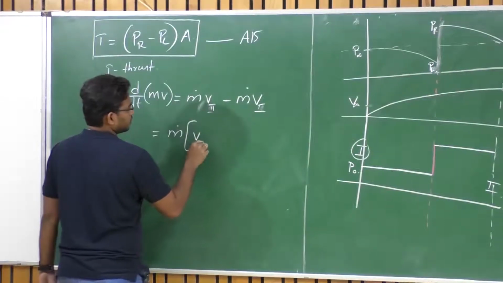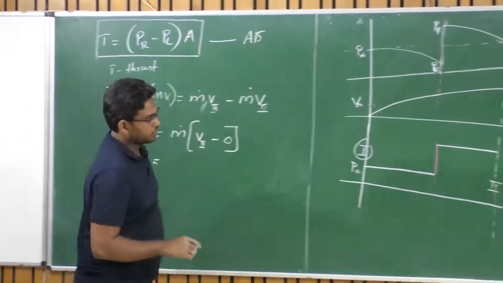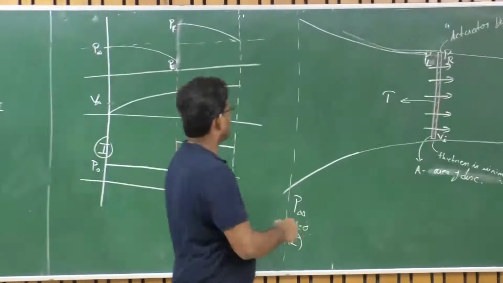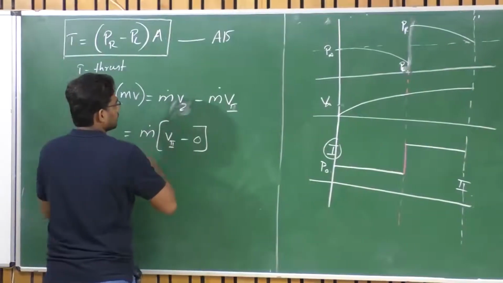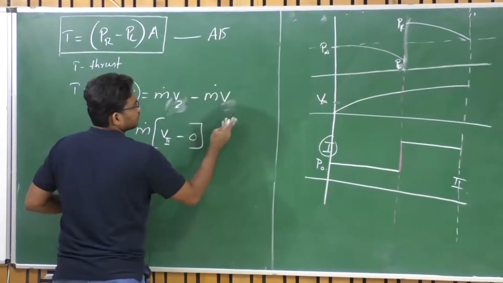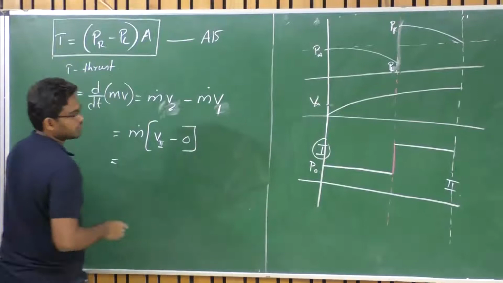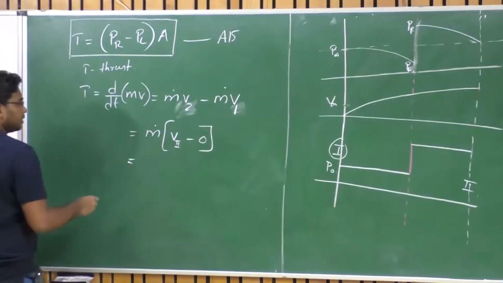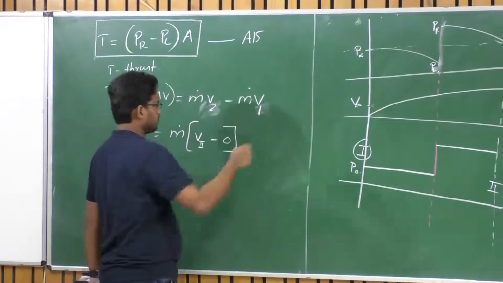So V at velocity at 2 minus 0, right? Let V2 be the velocity at this particular location. So, okay, second station, this is V2 at station, and this is V1. Am I correct? Okay. Let 0 be the velocity with which this mass is entering this particular stream tube.